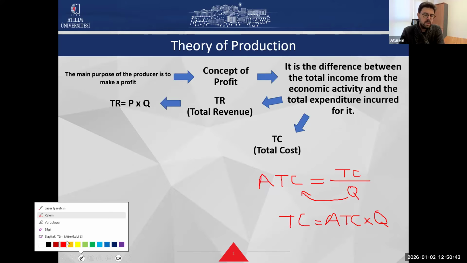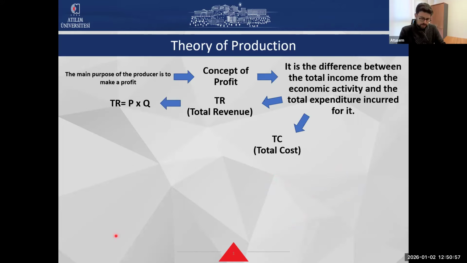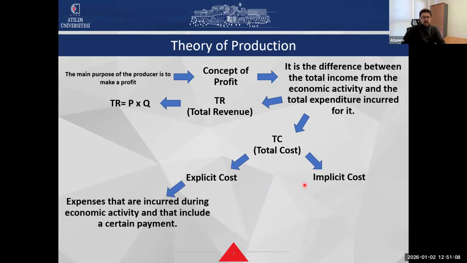But for that part, we cannot focus on the total cost formula. We can look further at the meaning of total cost. Total cost is divided into two: explicit and implicit cost. Explicit cost occurs because of the economic activity, so it depends on the economic activity. It's like wages, electricity bills, and rents.